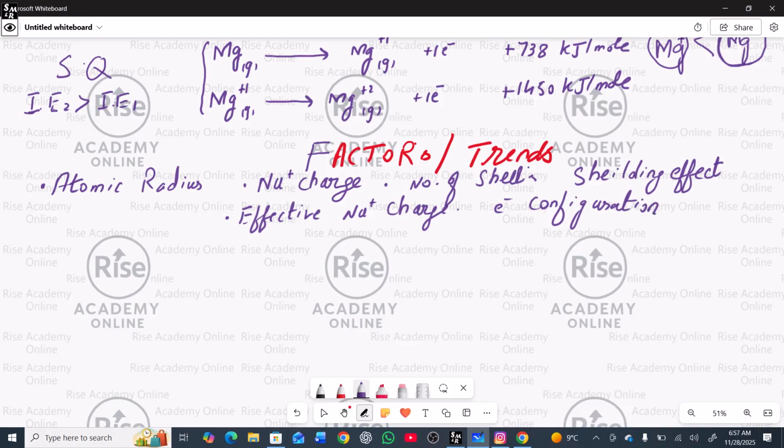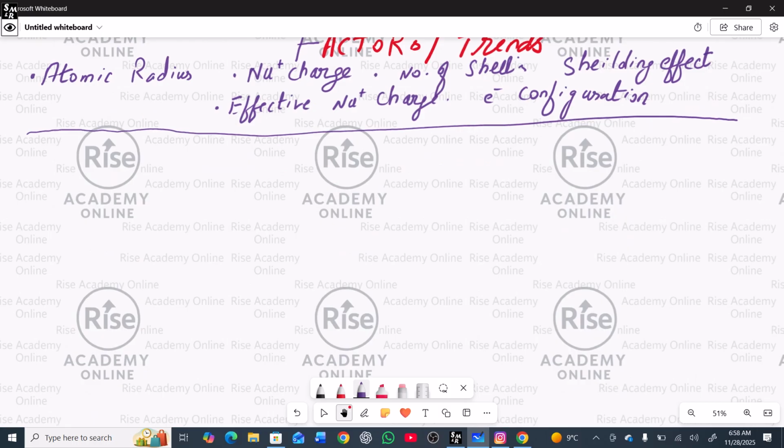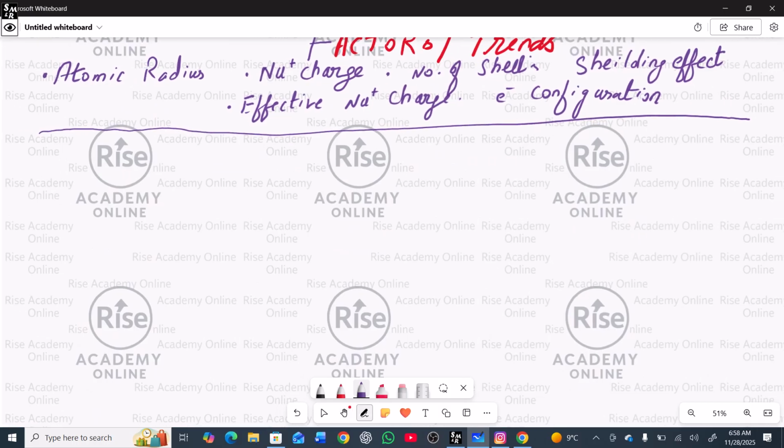Some of the factors directly affect ionization energy, and some of the factors basically affect atomic radii. The main factor for the variation of ionization energy is actually atomic radii. So first of all, we will discuss the variation of these factors and the effect of these factors on ionization energy. Then we will conclude them in the form of factors.